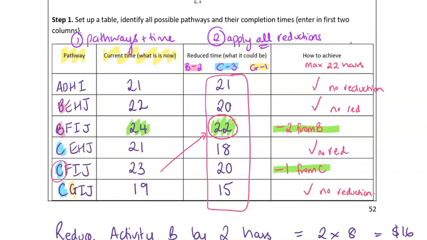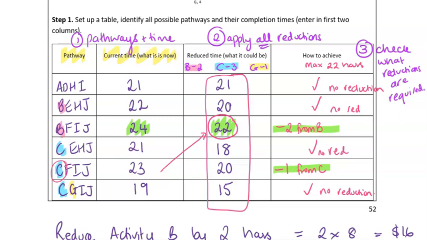Step 3 is then probably the most difficult to articulate. Step 3 is we want to check what reductions are required. And I want you to think about it as if it's your money that you're paying to apply these reductions. All right, so you don't want to waste money.